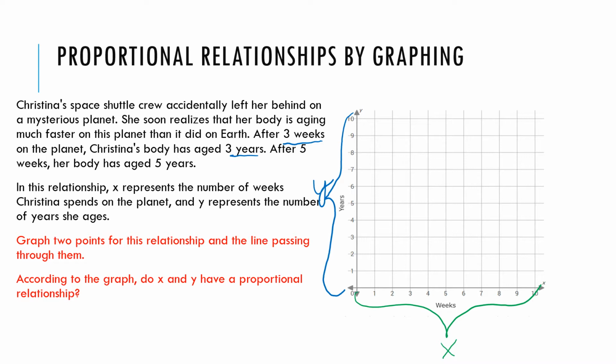So we're going to start down here at the origin, which is at 0, and we're going to go over to 3 weeks, and then we're going to go up to 3 years. So that point is telling us that in 3 weeks she had aged 3 years. It also tells us that after 5 weeks she had aged 5 years. So we're going to start at our origin again. We're going to go over to 5 weeks, and then we're going to go up to 5 years.